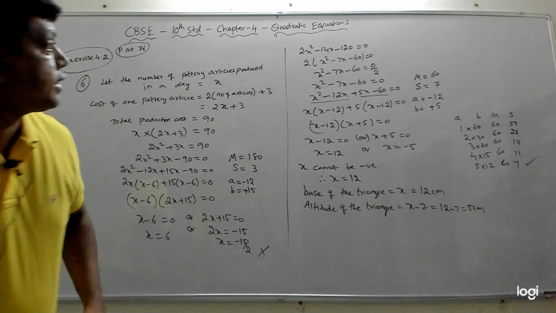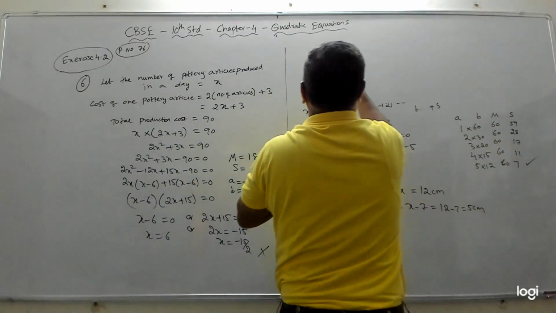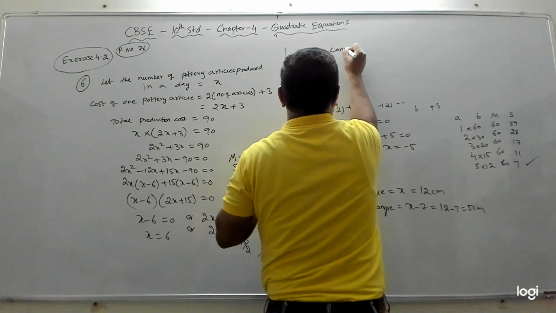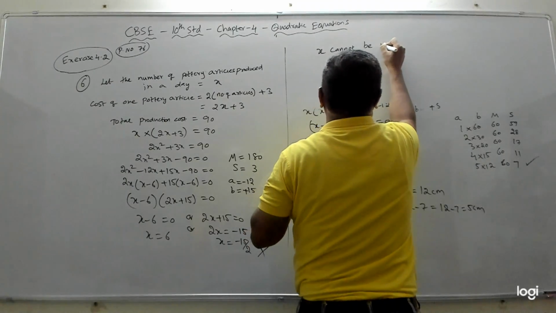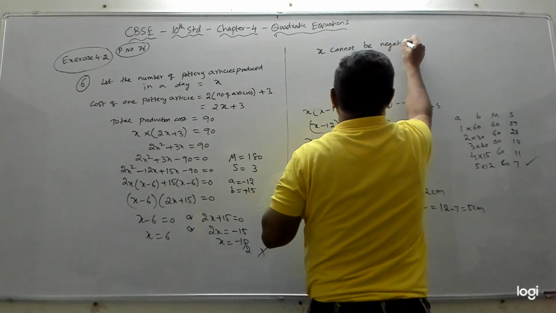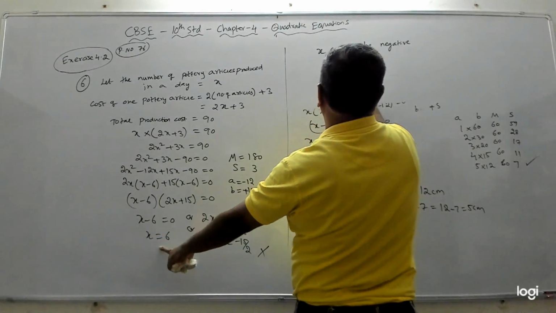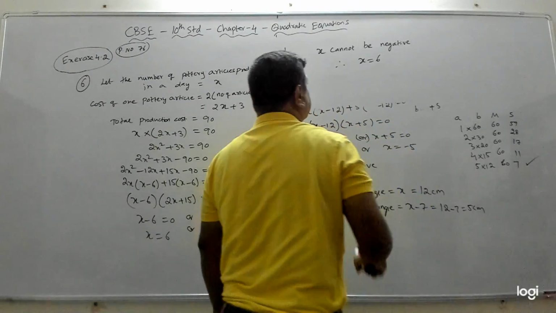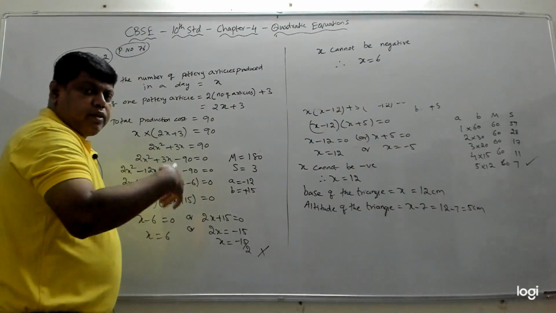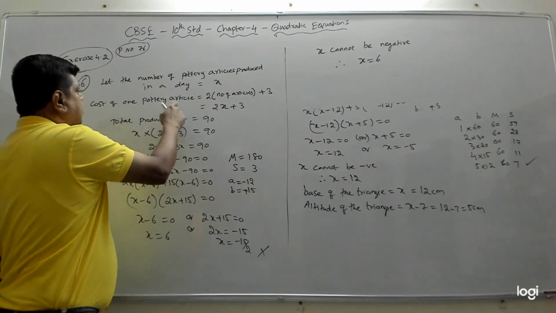So we should consider only x is equal to 6. Right? So we'll say x cannot be negative because x is the number of articles produced in a day. Therefore, among the two values that we got, we'll choose only this value. Therefore, x is equal to 6 is the only value that we should consider, and then we should find these two: the number of articles produced in a day and the cost of each article.